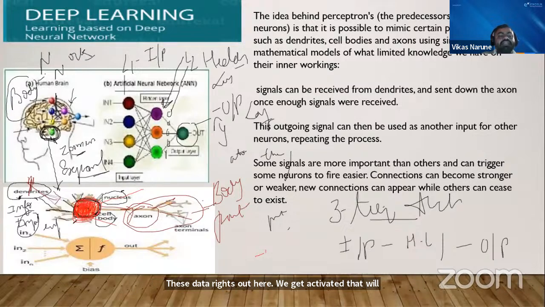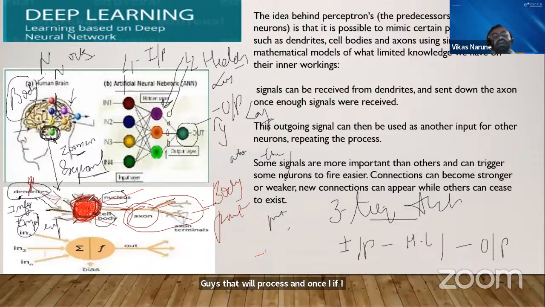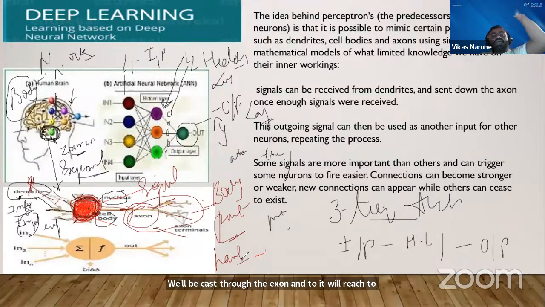And within the brain, guys, there is the cell body. This cell body will process that information. I understand that I'm touching a hot object, and that information is very important, right? So immediately the brain will process that information, and the signals will be passed through the axon and will reach my body part. In this case, it will reach my finger and hand. Then immediately I will take back my hand, guys. So this action will have been performed.